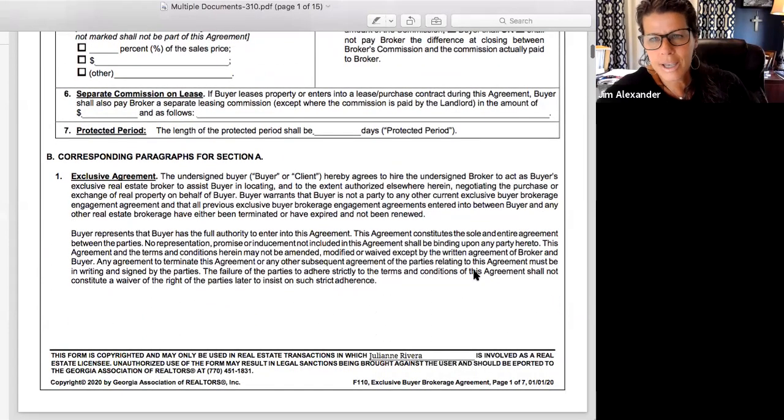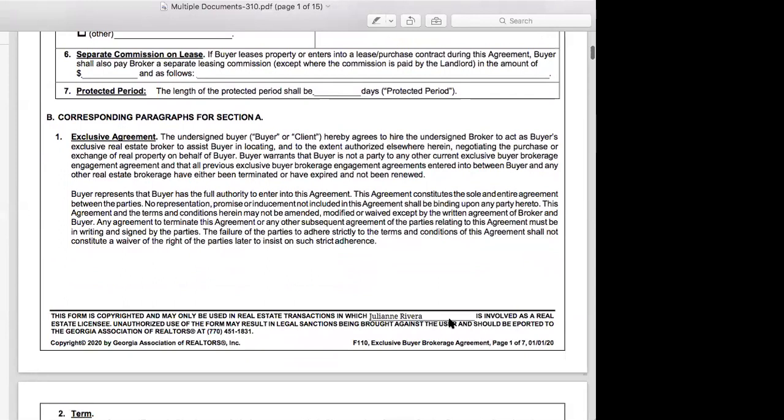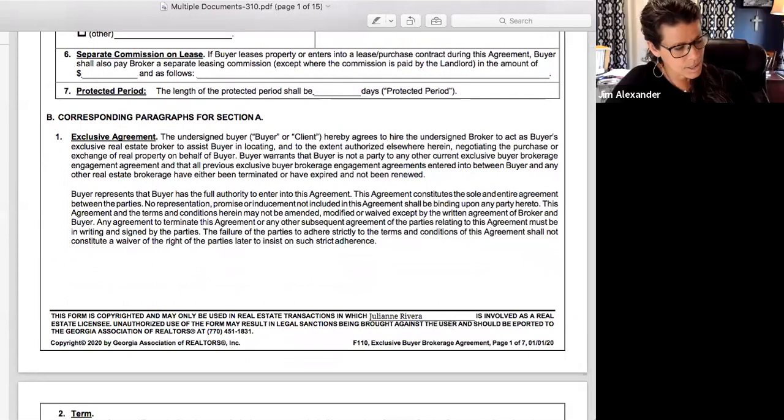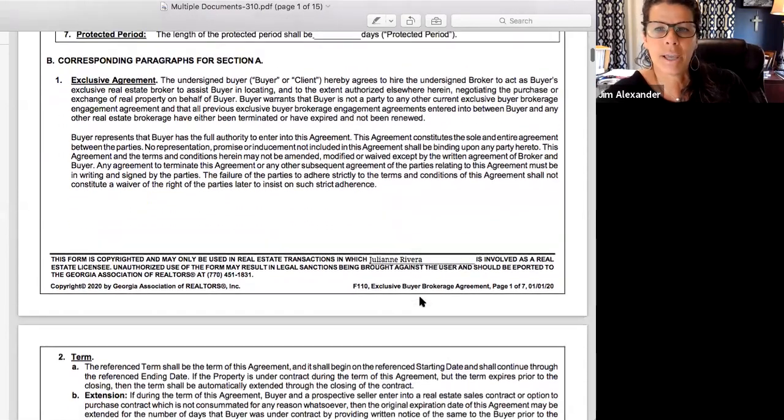As with your purchase and sale agreement, which is divided into 3 sections, A, B, and C, your exclusive buyer brokerage agreement and your listing agreement are very similar, except we only have 2 sections, section A and section B. So now we're going to get into section B, where everything corresponds to the paragraphs of the blanks we just filled in. These are where you start getting into your talking points, and this is where you want to highlight things for your clients to look at.